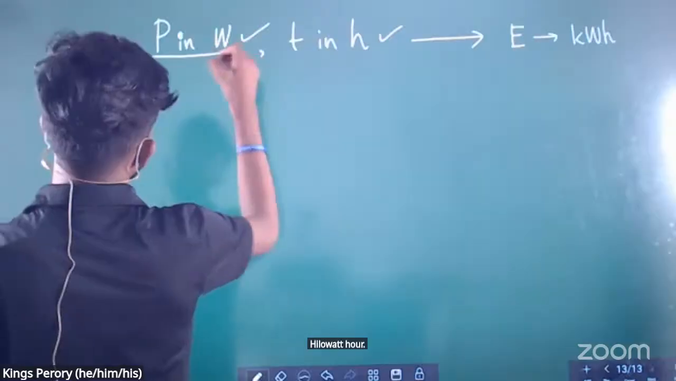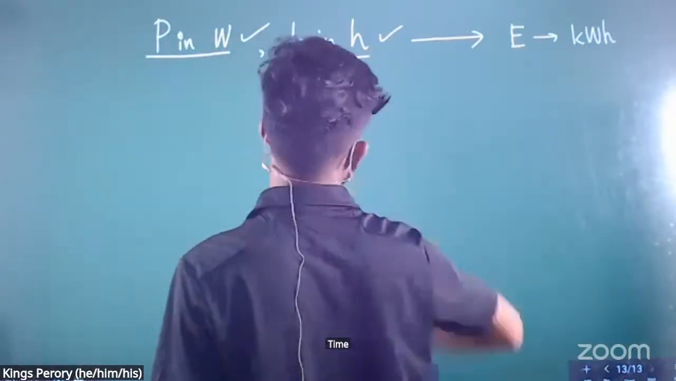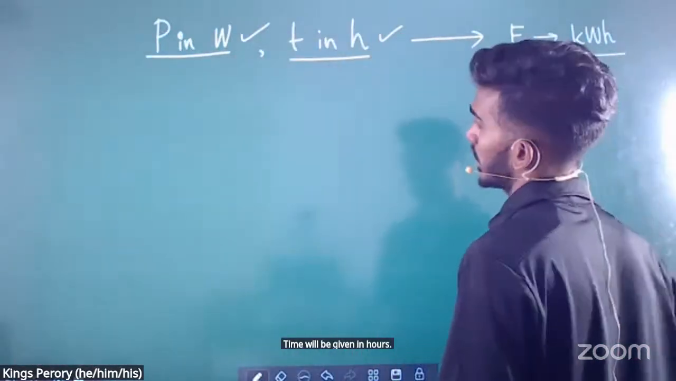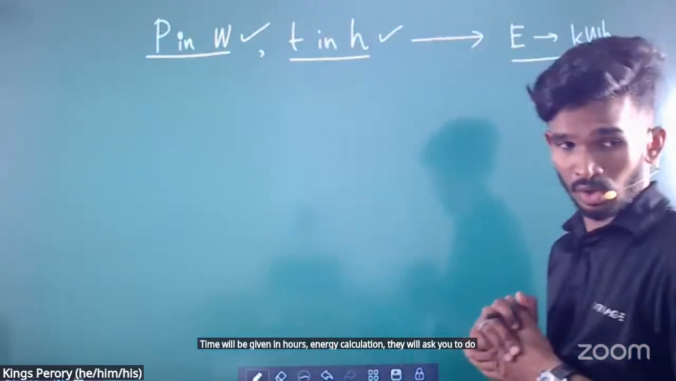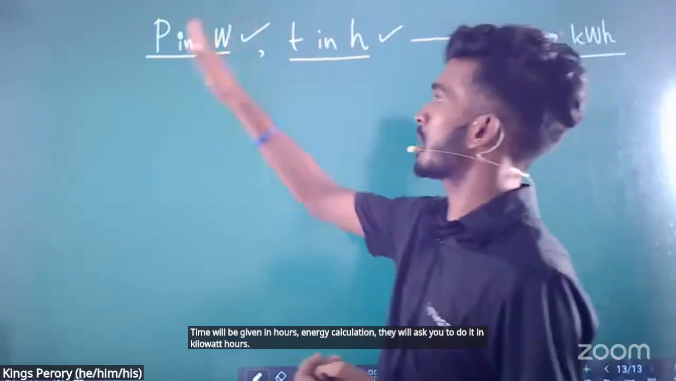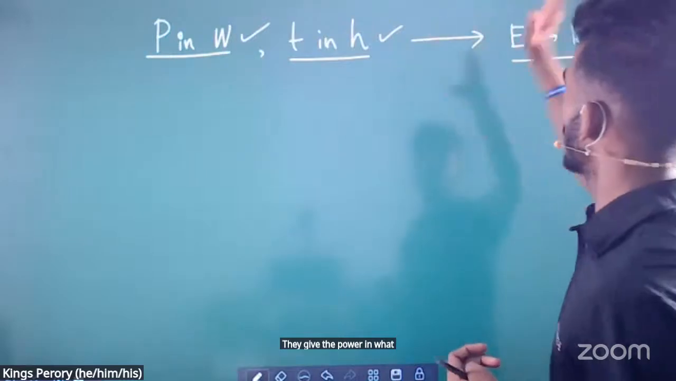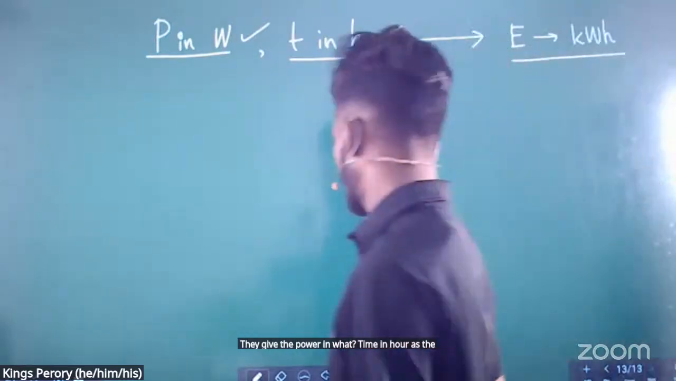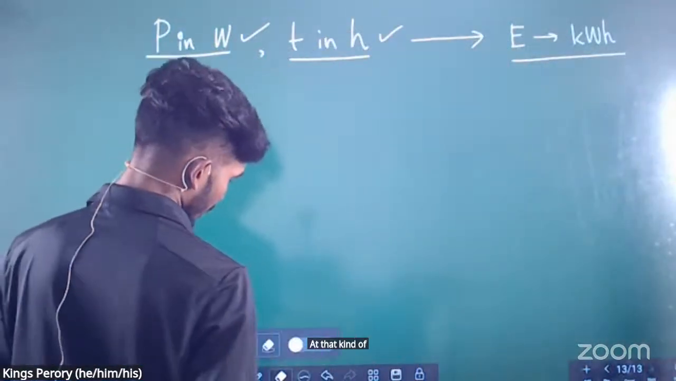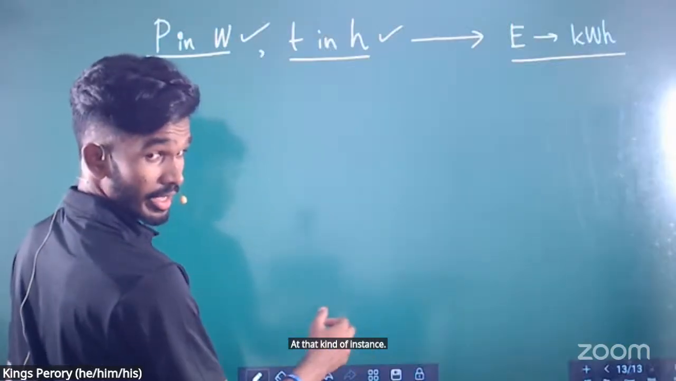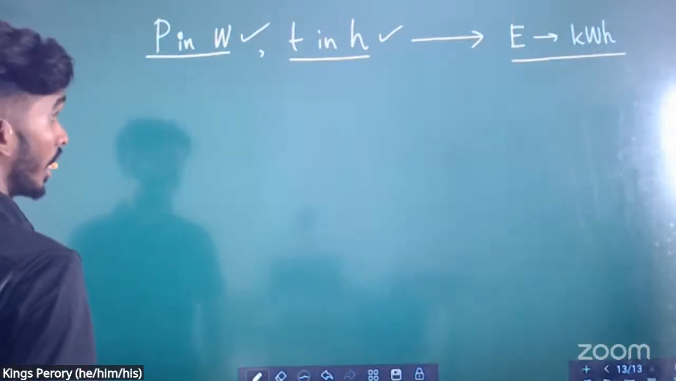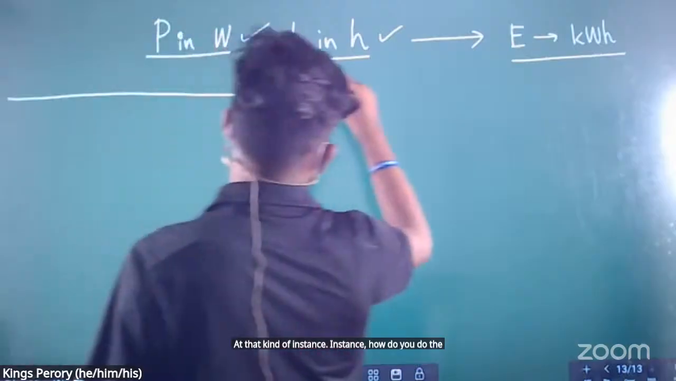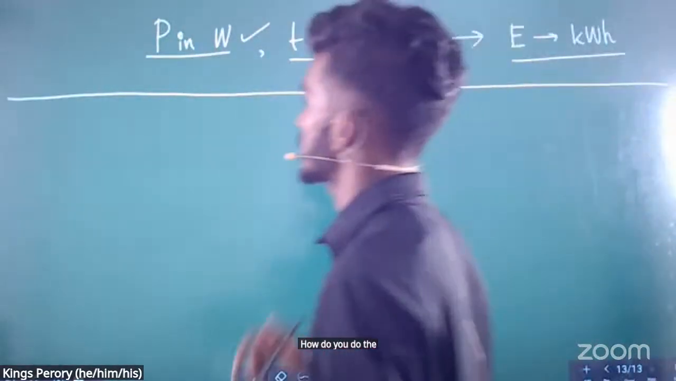Power will be given in watts, time will be given in hours, and for the energy calculation they will ask you to do it in kilowatt hour. At that kind of instance, how do you do the calculation? Very simple.